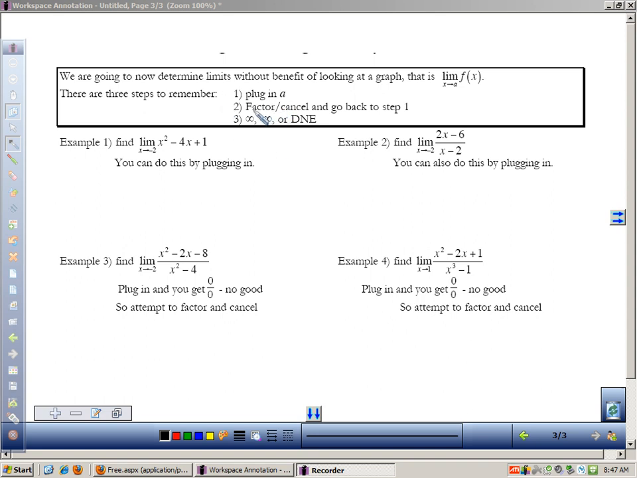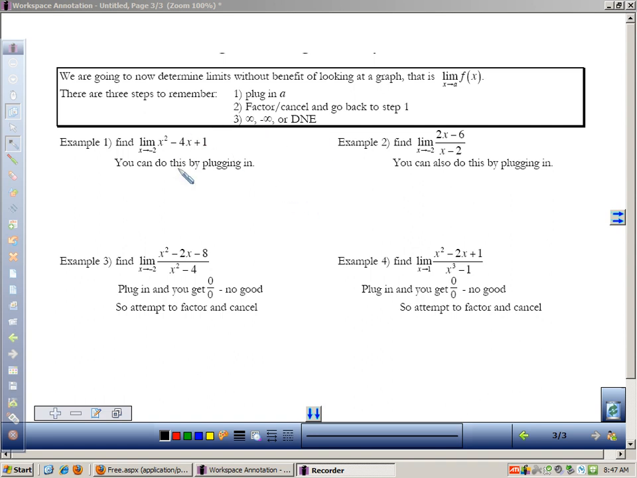If we do get some kind of problem, if we're dividing by 0, something like that, we can try to factor and cancel. We see if we can factor the numerator, factor the denominator, and cancel something out, and then see if we can plug in our number and it doesn't give us a problem after we factor and cancel. If neither of those steps work, then our limit is going to be plus or minus infinity, or it doesn't exist. And we're going to look at each of those cases separately.